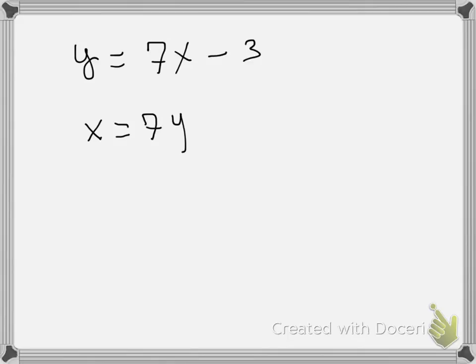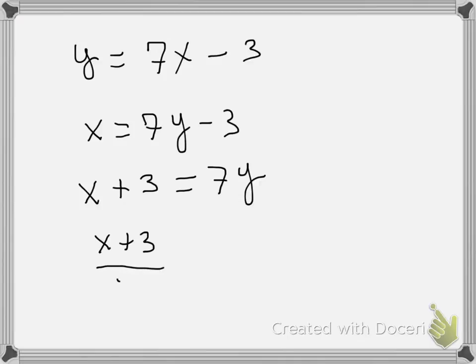The first one I'm going to look at is y equals 7x minus 3. If I want to find the inverse of this, the first thing I'm going to do is switch variables. x equals 7y minus 3. I move the 3 to the other side and I get x plus 3 equals 7y. Now to solve for y, (x plus 3) over 7 equals y, and that is the inverse.